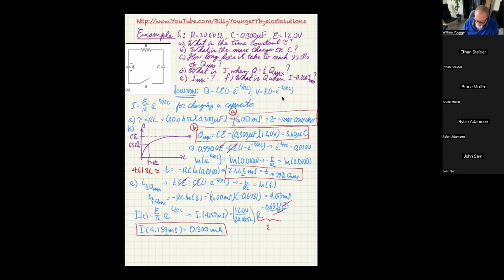Now you want to know what I max is. I max occurs when T is equal to zero. That's when the most current can actually flow. If you looked at a graph of I versus T, basically the current goes like this, and this quantity right here is E over R. So E over R really is the max current, and that's 600 milliamps. So we can say I max is equal to E over R, which, by the way, equals I of 0.0 seconds. And that's equal to 0.600 amps, which equals 600.0 milliamps.